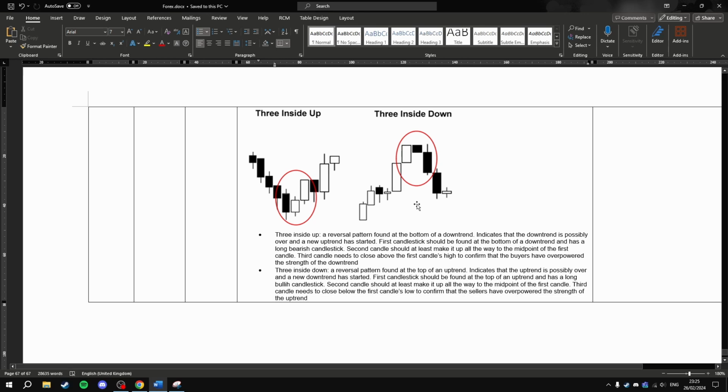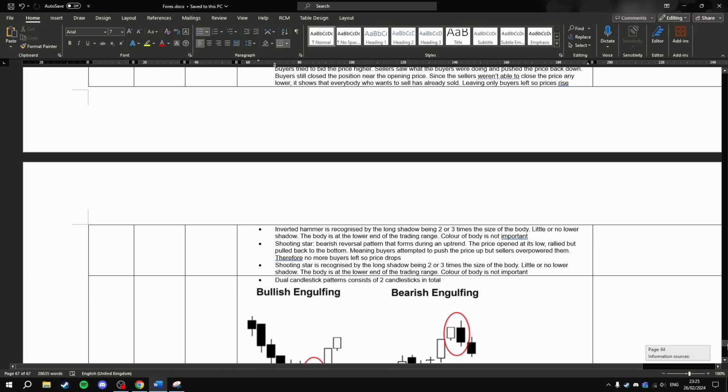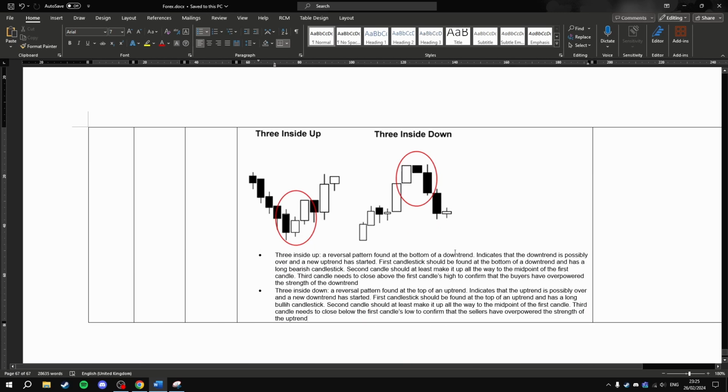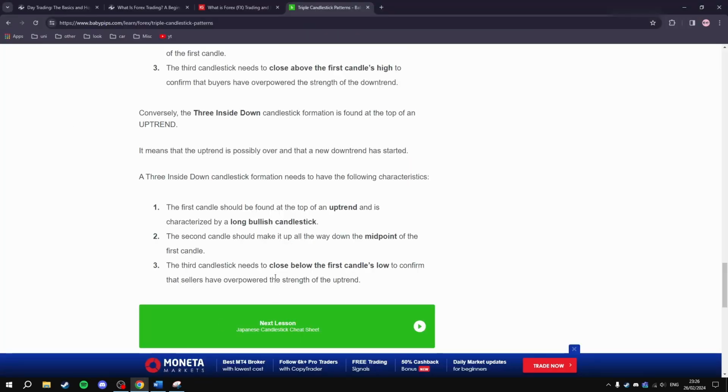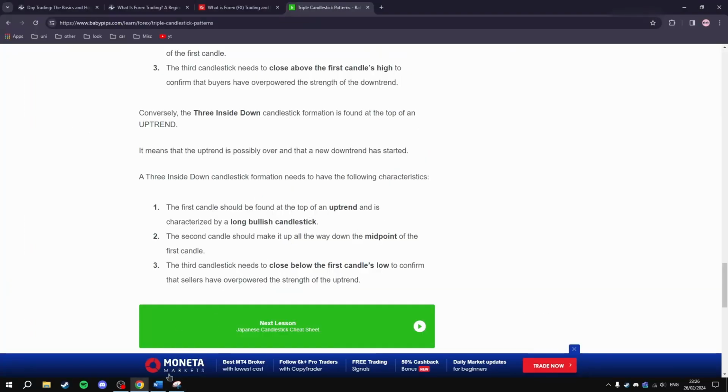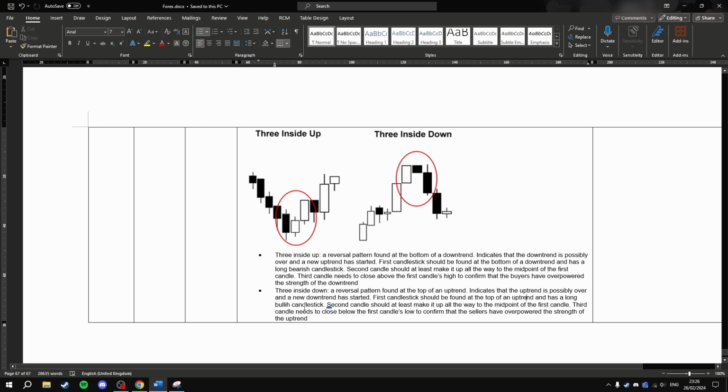So for a black one, the closing price is below the first candle's low. The first candle's low is here, and it has closed below there to confirm the sellers have overpowered the strength of the uptrend. Midpoint, yep. Uptrend, long bullish candlestick. There we go.